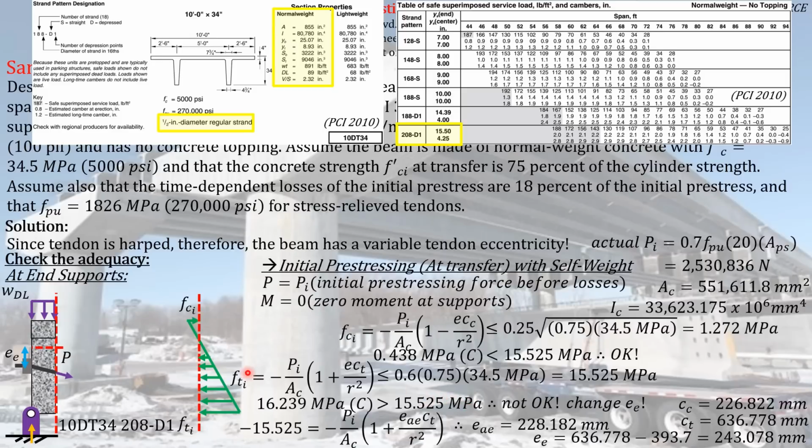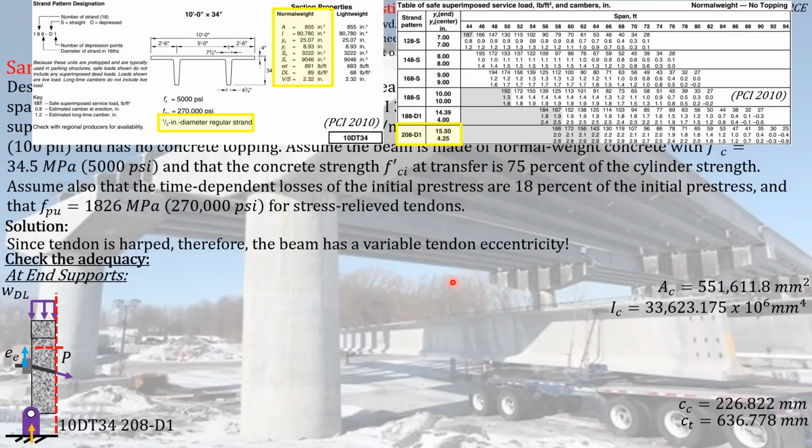So therefore, we must change the magnitude of the eccentricity at the end supports in order for our design to be code compliant, in order for our design to not produce stresses that will exceed the allowable stresses specified by the code, specifically at transfer stage. So that is just the checking of the adequacy of the design with respect to the transfer stage.